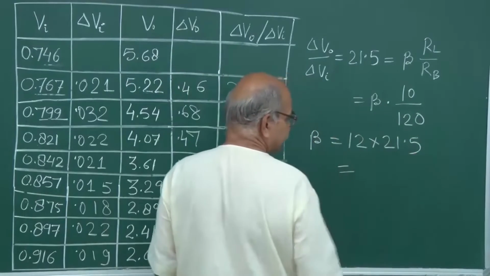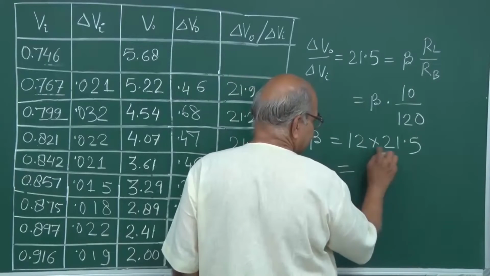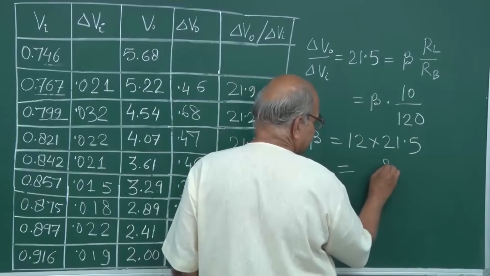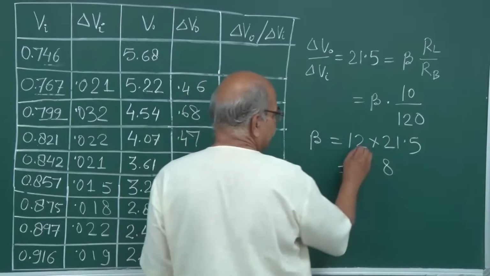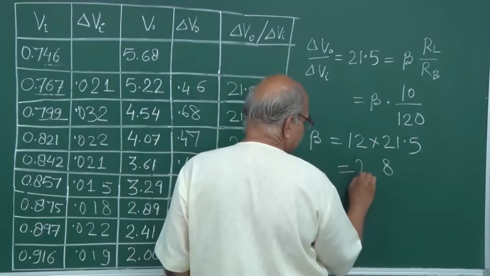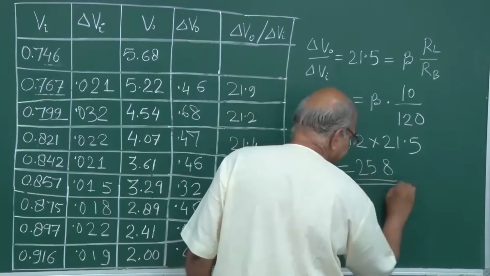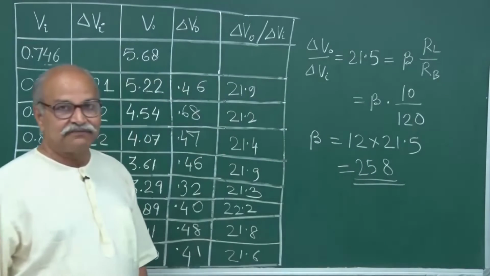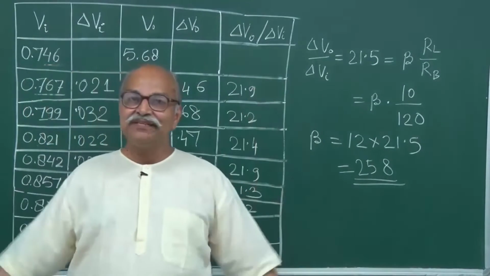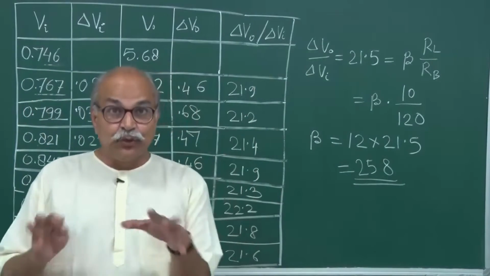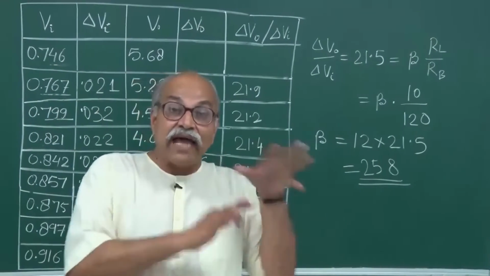12 into 5 is 60, so 6 here, 12 and 6 is 18, and 24 plus 1 is 25. So that is the beta from our observations. That is how the amplification works. I have shown you the amplifying action.